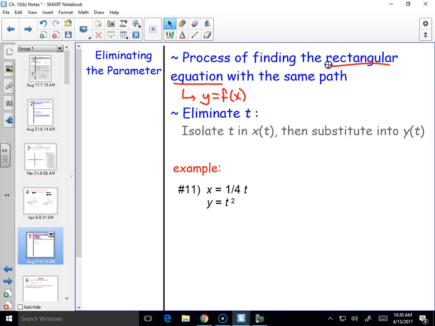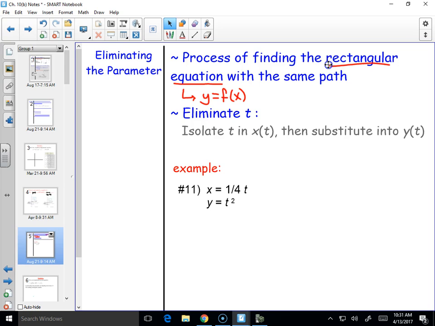So when these parametric guys come along, you're like, what's that look like? I don't know, there are t's. Maybe it's a parabola at number 11. Maybe it's a line. How can we know for sure?